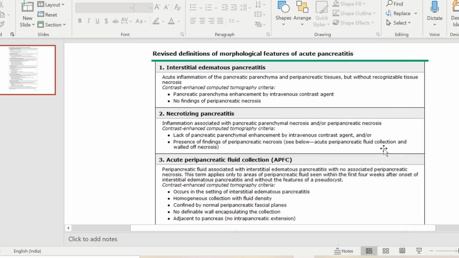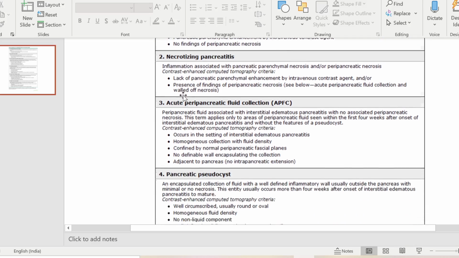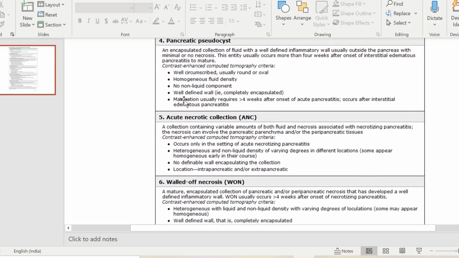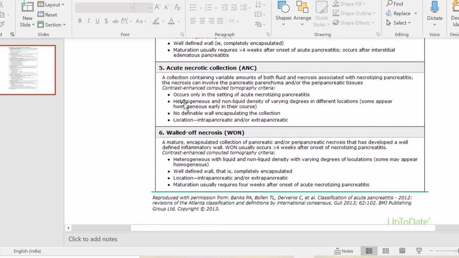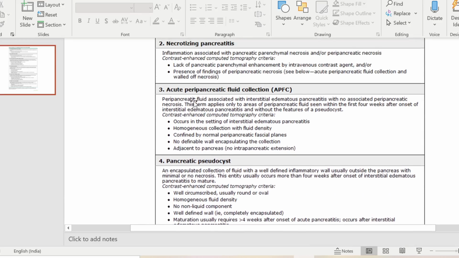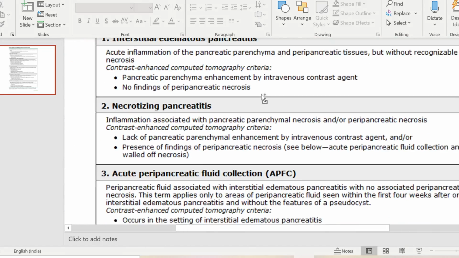Greetings of the day. In this video, we are going to discuss the revised definitions of morphological features of acute pancreatitis. This is from UpToDate. In this, we are going to look at the 6 terms that should be used and should be known in case of acute pancreatitis. So, coming to the definitions.